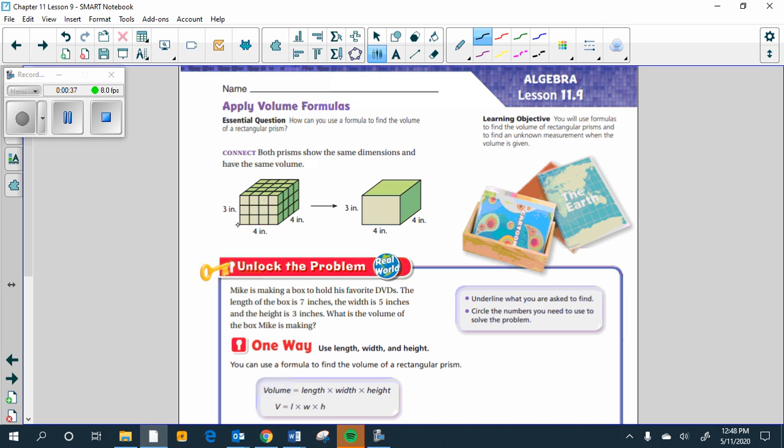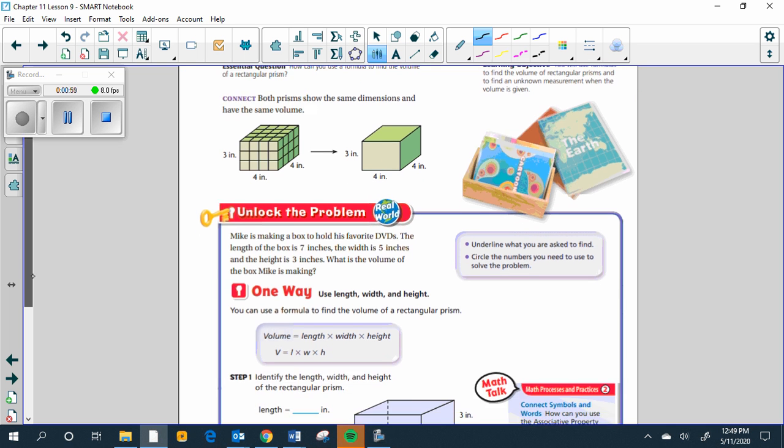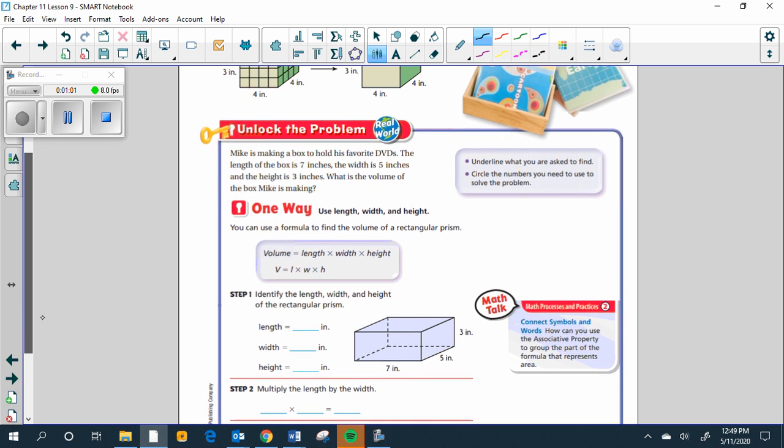So instead of having a length of 4 unit cubes, we're just going to call that 4 inches, and a width of, instead of 4 cubes that are each an inch, we'll have just 4 inches, and a height that is 3-inch cubes. Now we're just going to say 3 inches. So let's take a look at how this formula will work.